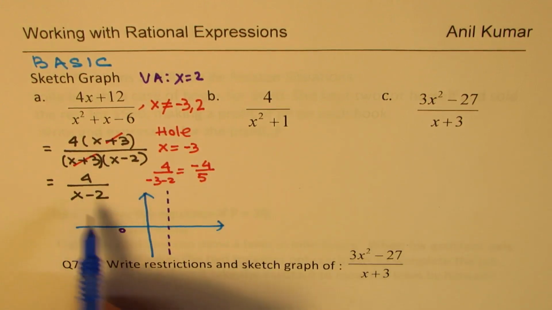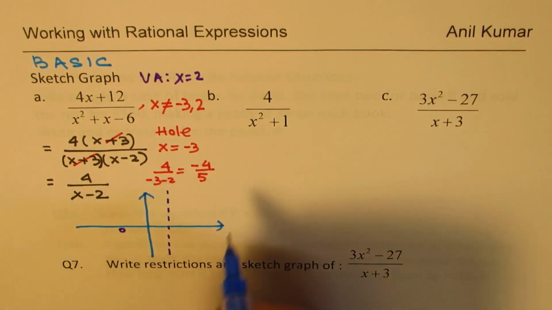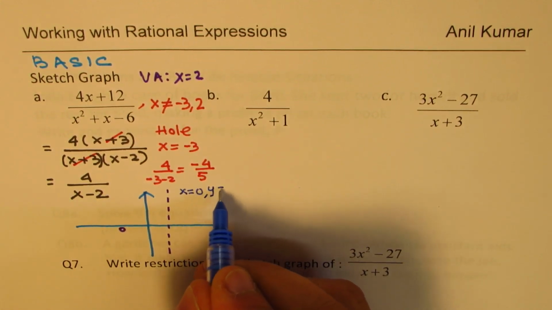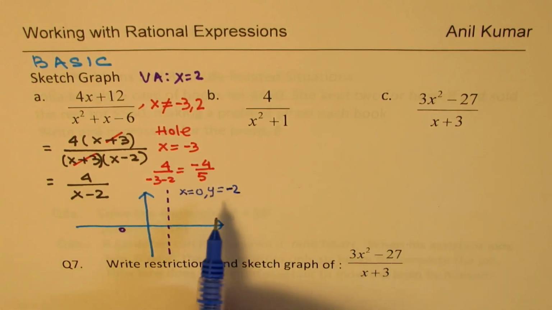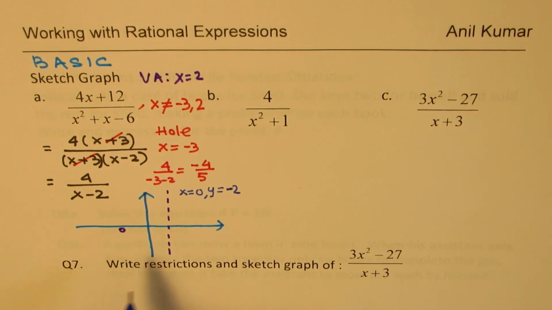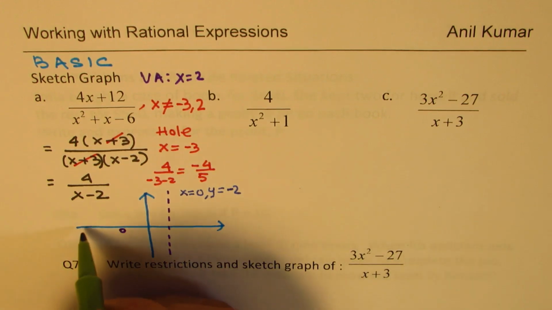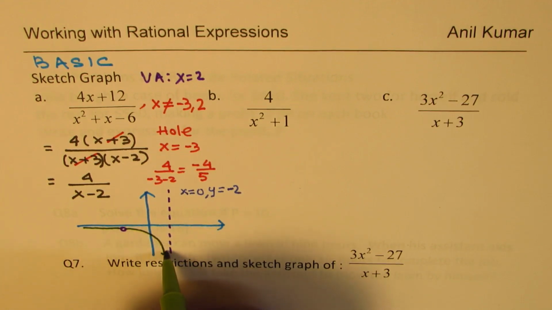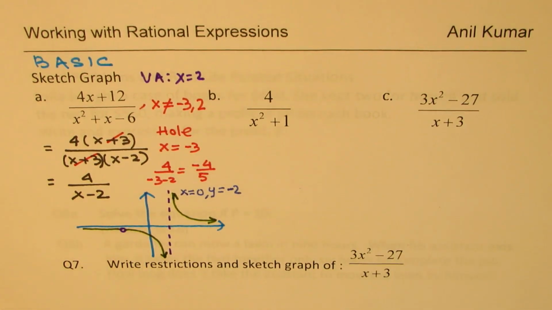We could calculate the y-intercept, when x is 0. So if I put x equals 0, I get y equals 4 over minus 2, which is minus 2. Is it okay? So at x equals 0, we have a value which is minus 2, which is going to be somewhere here. Based on this calculation, we get a graph which will be kind of like this. On the other side, you could take some more values, and then what you find is that the curve will be kind of like this.